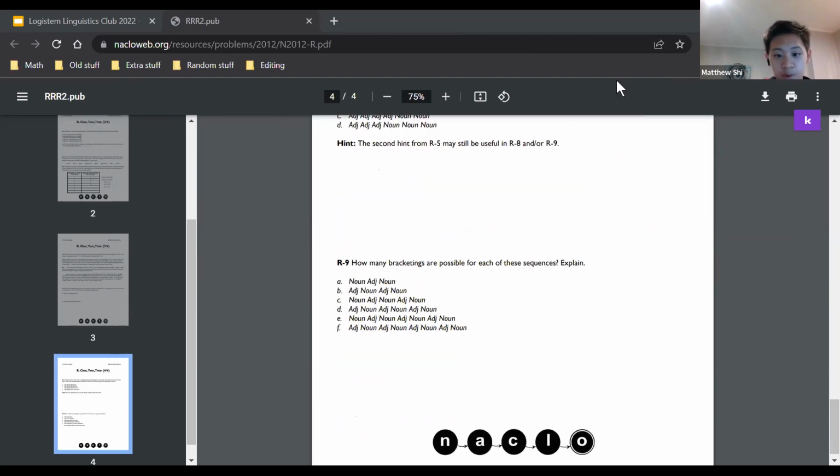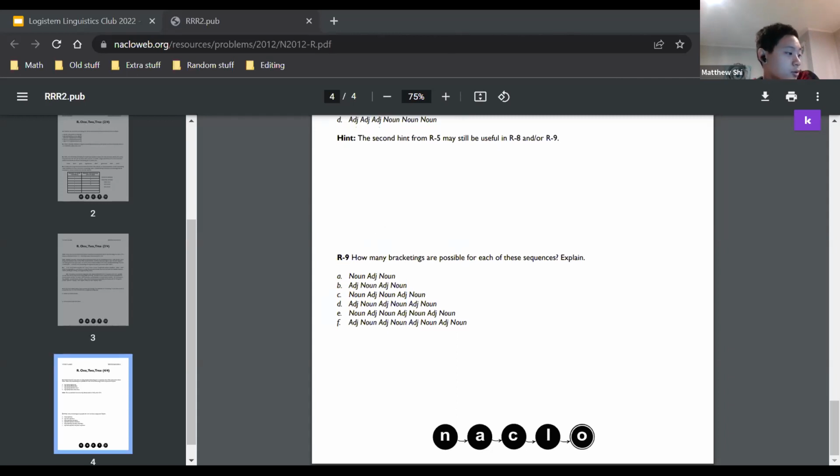R9: how many bracketings are possible for each of these sequences, and explain. A through F: noun, adjective, noun, adjective, noun, adjective, noun, and so on. Not going to say it all out. The first one is 1. Second one is 2. Third one is 3. Fourth one is 7. Fifth one is 12. Sixth one is 30.